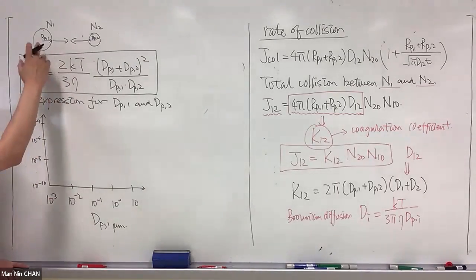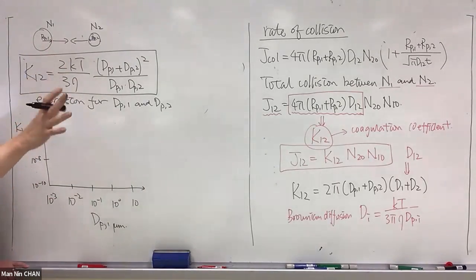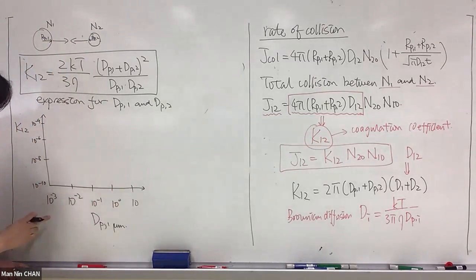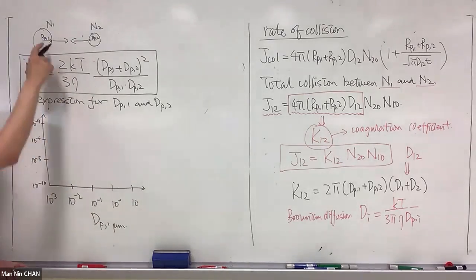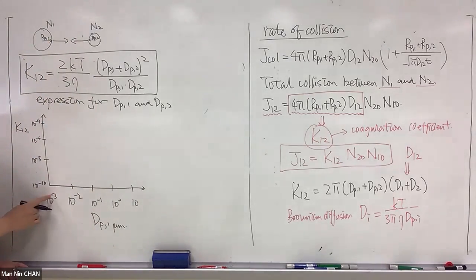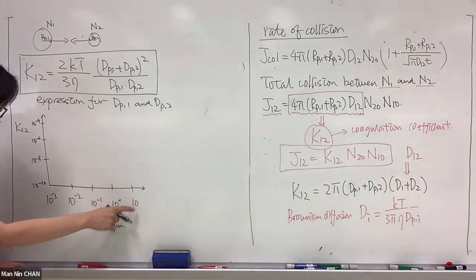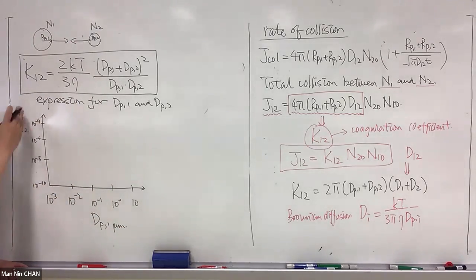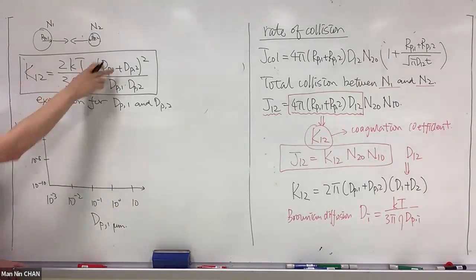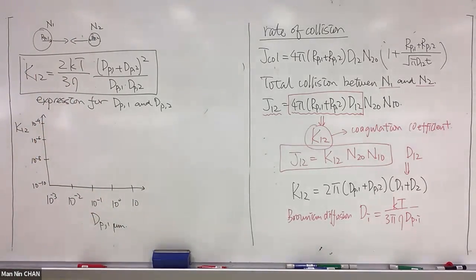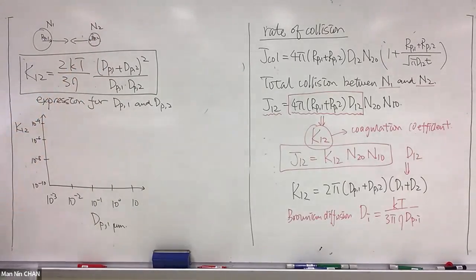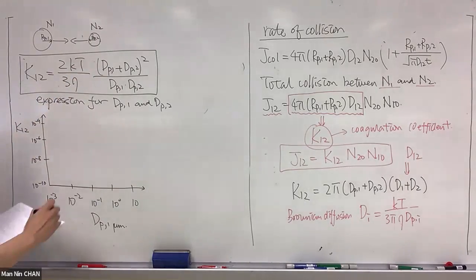Because we are looking at the cooperation between two particles with different size. So the x-axis here is the size of, say, your N1. You can say this is 10 to the power minus 3, 10 to the power minus 2, 10 to the power minus 1. This is 1 and 10 micron in diameter. And then the y-axis here is the cooperation coefficient. So you can calculate this, but of course, you need to define your particle size of your N2, because the N2 can also have different size.